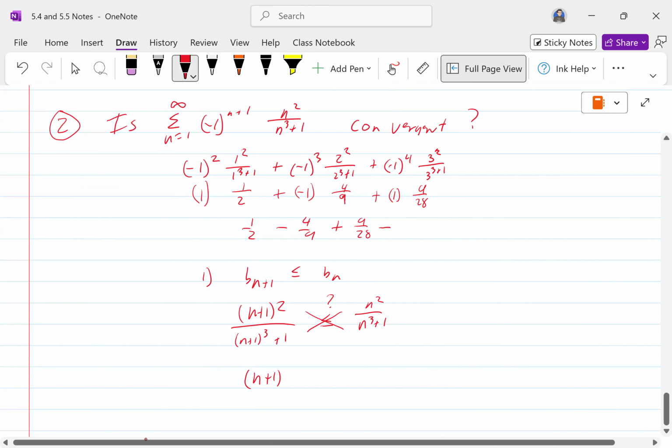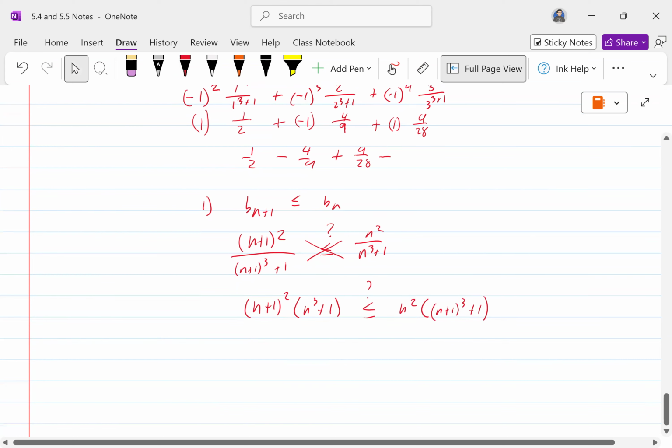So this becomes (n plus 1) squared times, if I cross multiply, (n cubed plus 1). Okay, is that less than or equal to n squared times ((n plus 1) cubed plus 1)? Okay, so let me multiply this out. This is (n squared plus 2n plus 1) times (n cubed plus 1). Is that less than or equal to n squared times (n plus 1) cubed? That's n cubed plus 3n squared plus 3n plus 1, using my Pascal's triangle on that.